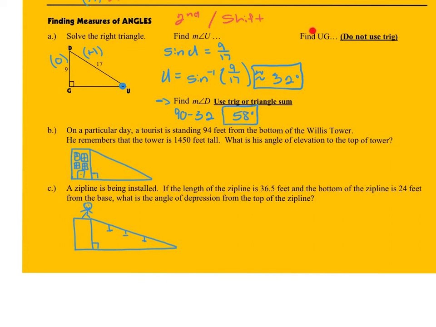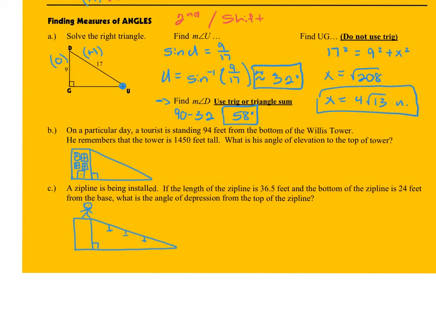To find our UG, notice it's a right triangle and we know two sides. We can do just a quick Pythagorean theorem on this. We don't need trigonometry. 17 squared equals 9 squared plus x squared. It's going to give us a square root of 208. Since we have a way to do it exactly, we would want to use this exact strategy. This would simplify to 4 square root of 13.